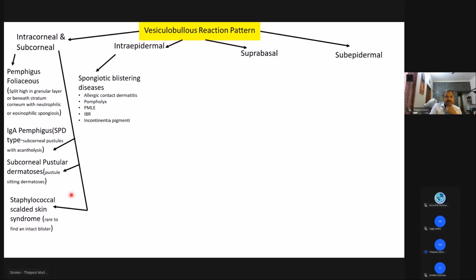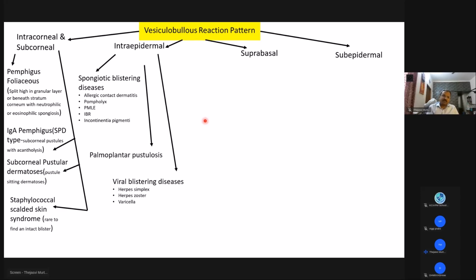Now, coming on to the intra-epidermal, there is a list of diseases here: spongiotic blistering diseases, where allergic contact dermatitis, pompholyx, PMLE, insect bite reaction, incontinentia pigmenti are all grouped here. There are subtle variations, but all are spongiotic blistering diseases, with intra-epidermal vesicles. Allergic contact dermatitis can have eosinophils. In pompholyx, clinical history becomes very important because it involves palms and soles. PMLE involves sun-exposed areas. Incontinentia pigmenti is vesiculobullous with eosinophils and pigment incontinence, in children; it's a genodermatosis. Palmoplantar pustulosis is another intraepidermal blistering disease.